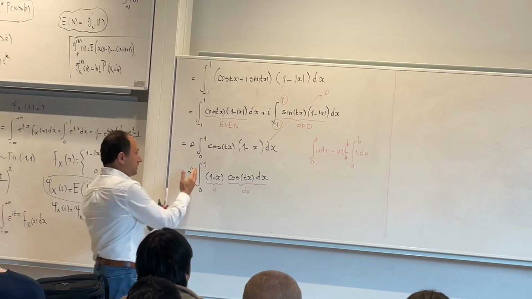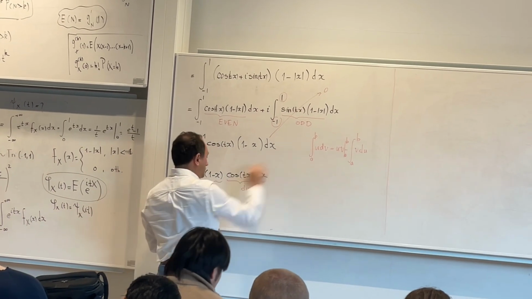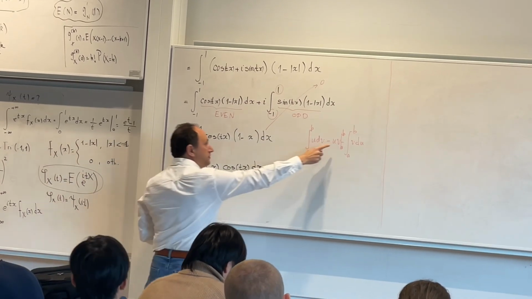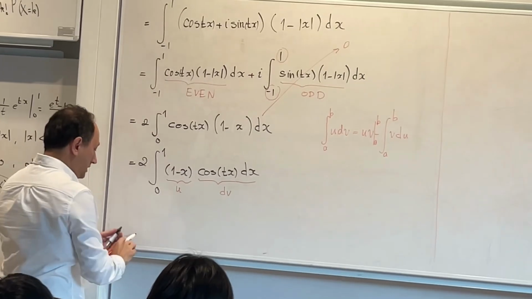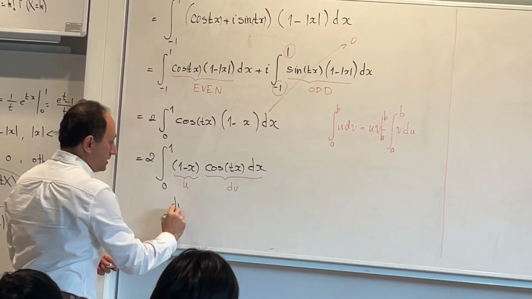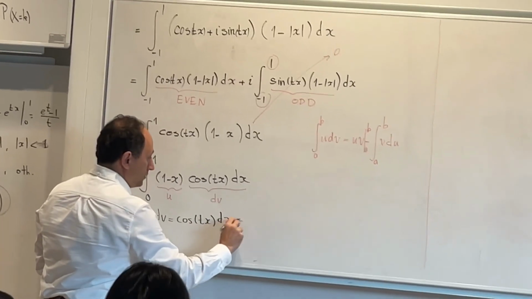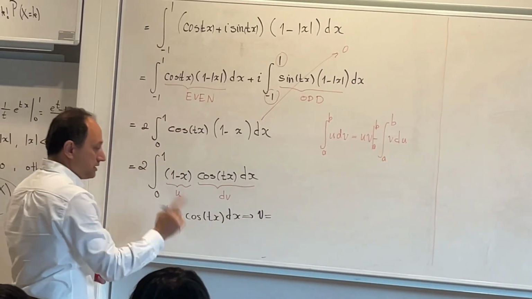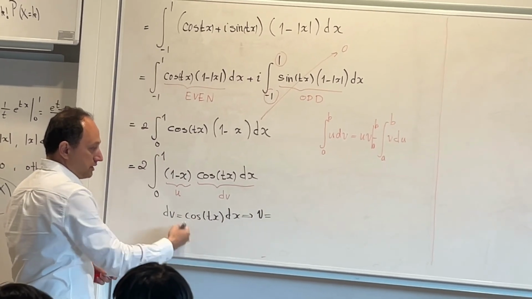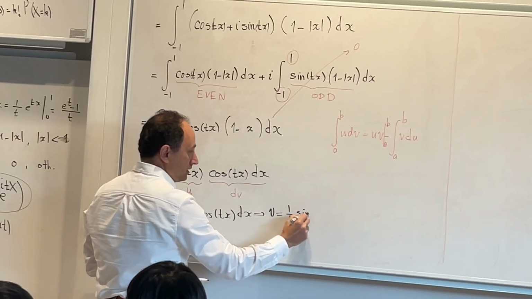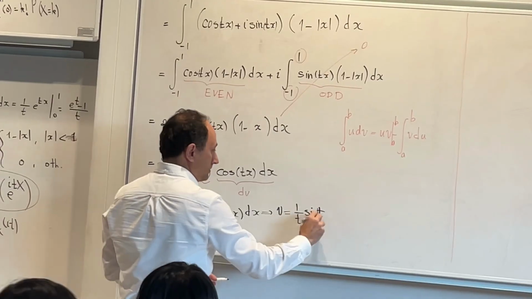Now that this integral is the integral of u dv, I want to write it out. I need u, I have it. I also need v. So dv is cosine tx dx. Can you tell me what v is then? v is the integral of this, because dv is this, which is 1 over t sine tx.